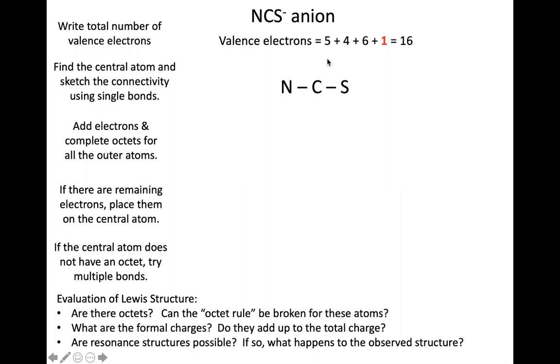This would be my initial sketch. I'm putting the least electronegative atom, carbon, in the center because it can form a lot of bonds. Right now, I've got 2 electrons in this single bond and 2 in this single bond. I have to add up to a total of 16, so I'm going to follow the normal procedure. Let's complete octets around the outside. This is how I'm going to show that.